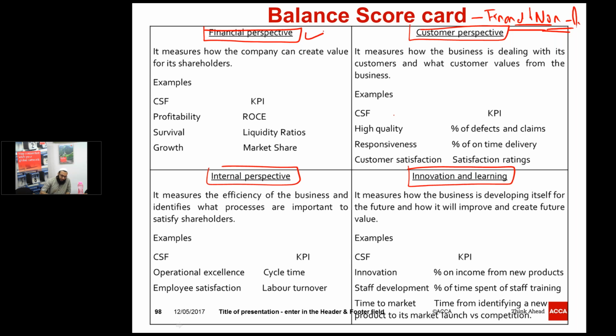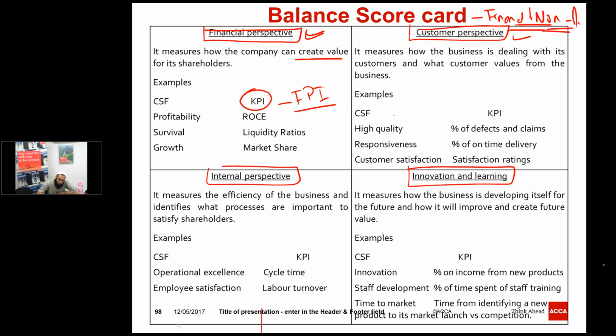The first perspective sees whether the company is creating value for its shareholders or not. So when you are applying balance scorecard in any company, my friends, first you have to see whether the company is achieving the financial perspective or not. So you need to measure the financial perspective using KPIs like financial performance indicators. So the financial perspective will be measured using FPIs, financial performance indicators. All those we have discussed. So this will ensure whether shareholder value has been created or not.